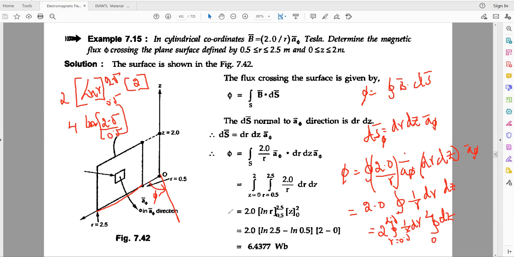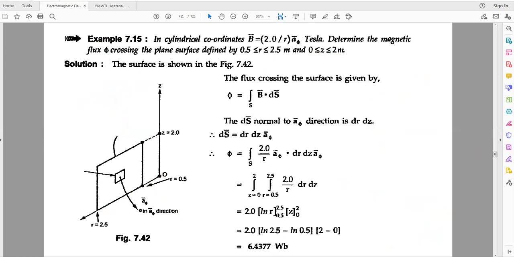4 into the function: ln of 2.5 minus ln of 0.5 is ln of 2.5 by 0.5. You get phi equal to the magnetic flux crossing the plane surface defined by R and Z, and we got phi is equal to 6.4377 Webers. Got it, my students? I want the Gauss law of magnetic field. B bar is in the phi direction, which means the surface integral is also in the phi direction.